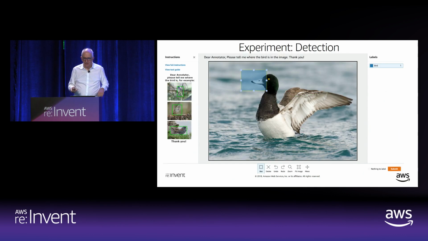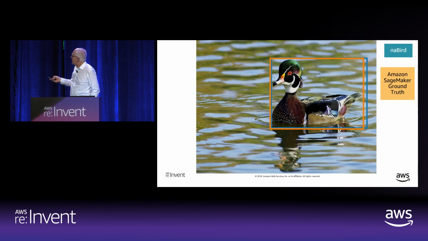Second experiment, detection. This is similar to what Rahul was telling us before about dogs. This is about putting a bounding box around birds. And what you'll see here is the ground truth. So it is the annotation provided by our system. It's the orange box. And the annotation was provided by the NA Bird annotators, and it's a blue box. And what we are happy about is that the boxes are very similar, very equivalent.